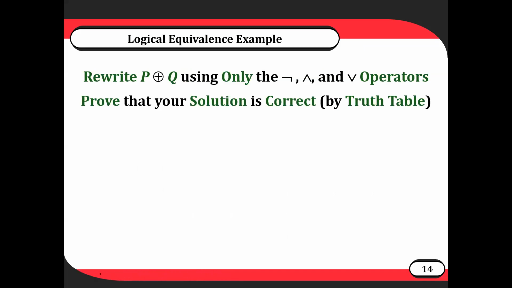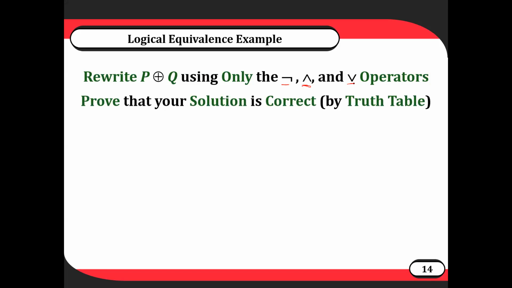All right, so we talked a little bit about P exclusive OR Q, the exclusive OR operator. So we want to rewrite that using only the negation, the not, the logical AND, and the logical OR operators. And then we're going to prove that our solution is correct using truth tables.